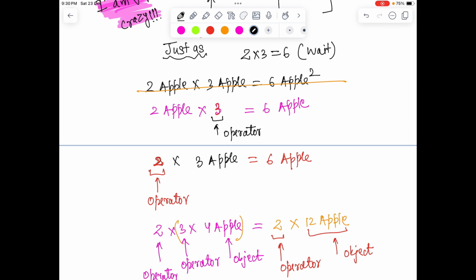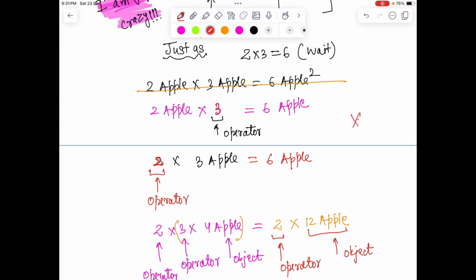Basically, when you multiply two numbers, it's not like we are talking about both of them as an object. Here, multiplication itself is not an object. It behaves as an operator. To understand this in a very simple language, let me rephrase the question to convince myself what 2, 3 and 6 exactly mean. So now I ask you a second question, 2 apple into 3.